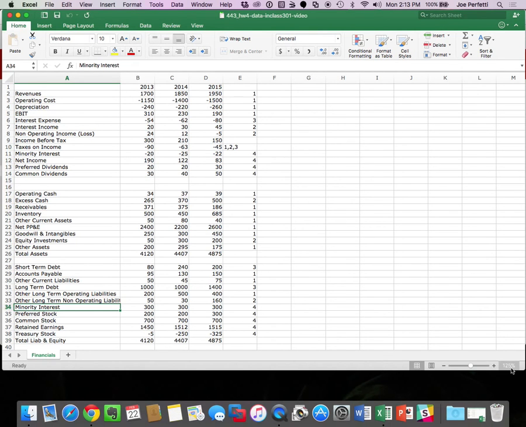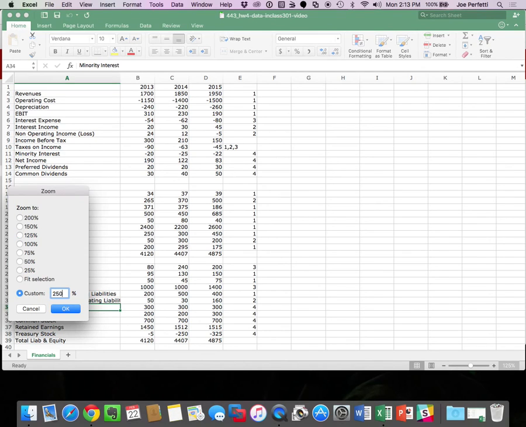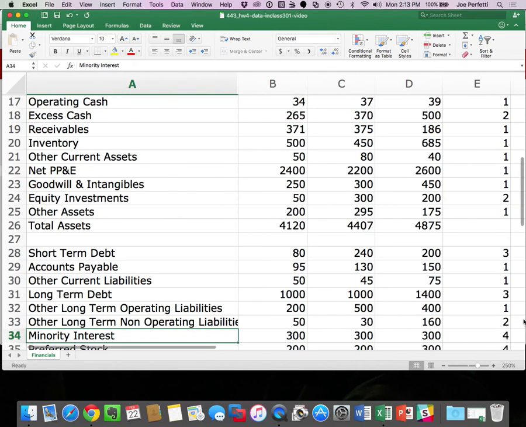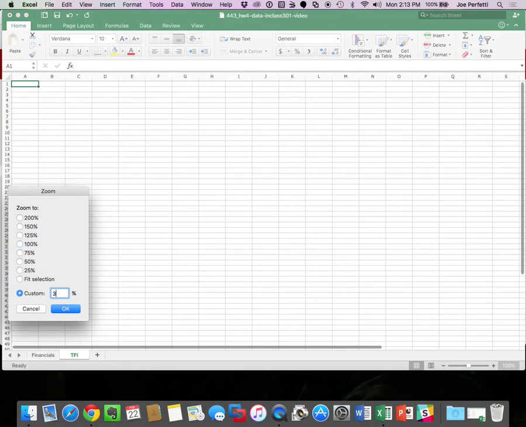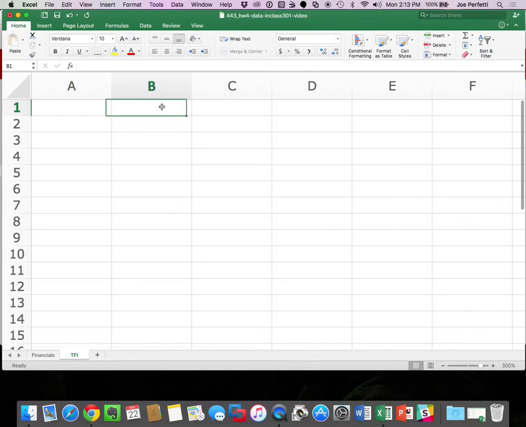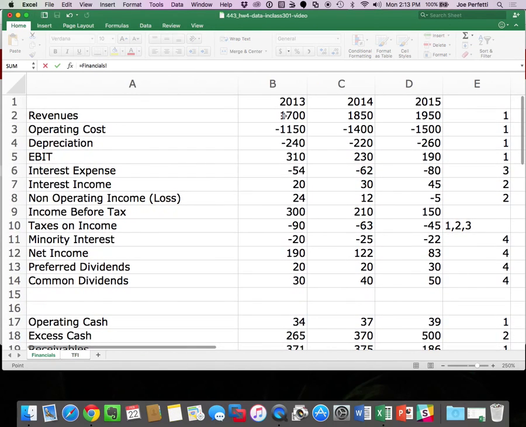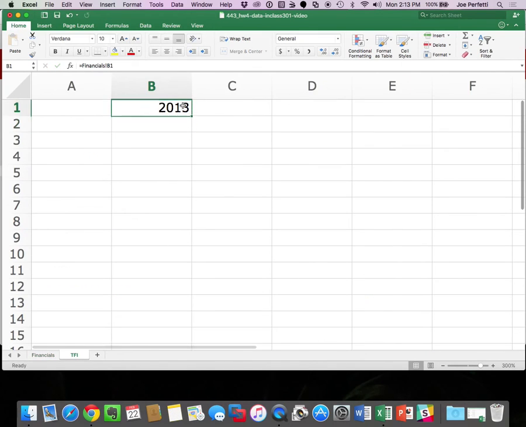So make this a little bit bigger so it's easier to see. Start with TFI. Again, relative references are key to doing it very quickly. So everything is its own tab. Copy and paste the relative references.